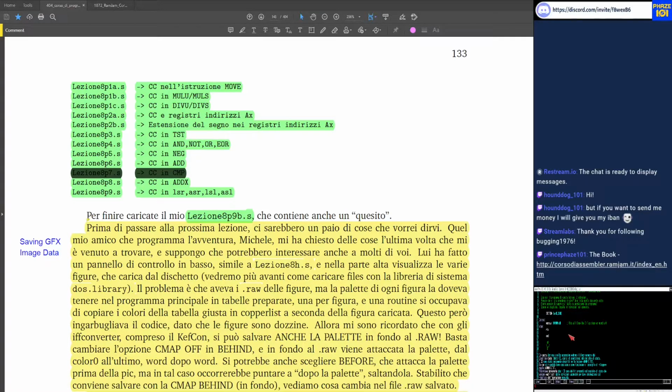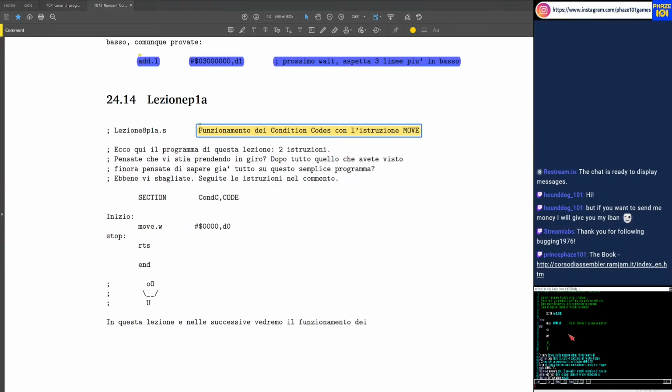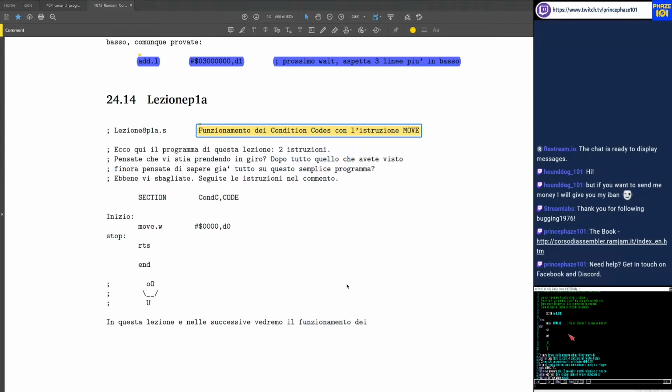So let's start with the book. We're going to start with lesson 8P1A, and we're going to jump to the exercises book. Most of the time you're going to see the Amiga; very rarely will you see the book. However, I will be switching to the book to read my notes. So please bear with me if sometimes you still see the Amiga while I am reading my notes from the book, because I cannot have them both at the same time. That's basically it.